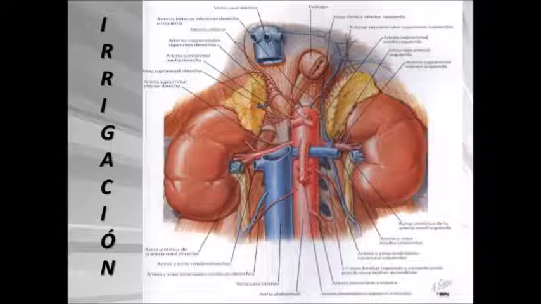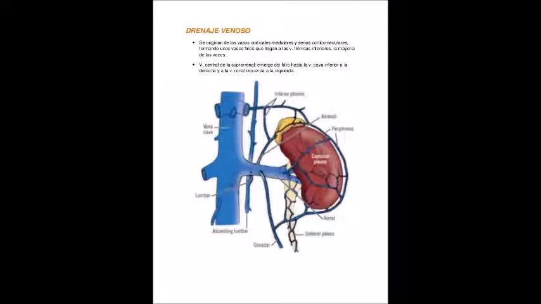We have the irrigation. The irrigation is pretty strong because we have top, medium, and low irrigation, coming from the celiac trunk and also from the top of the abdominal aorta. We have a capsule irrigation and also the straight ones. We have some vessels that come from the medullary sinus and cortical zones.